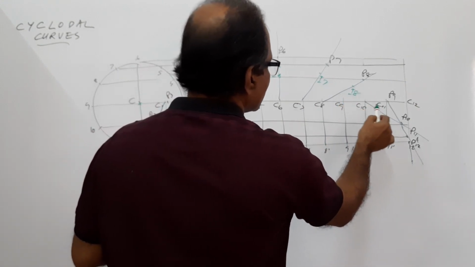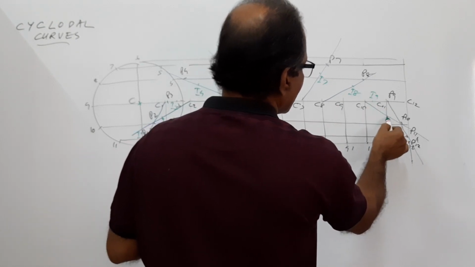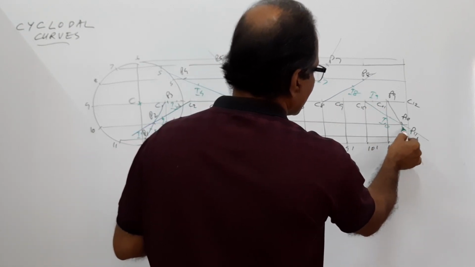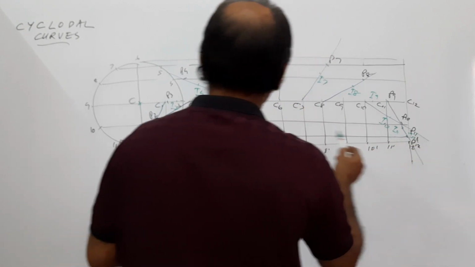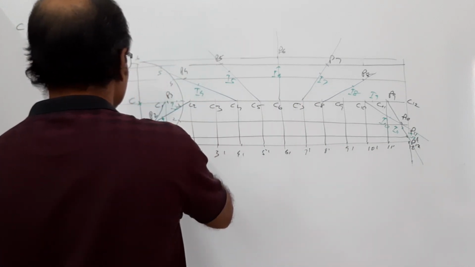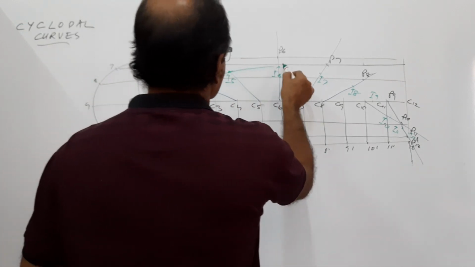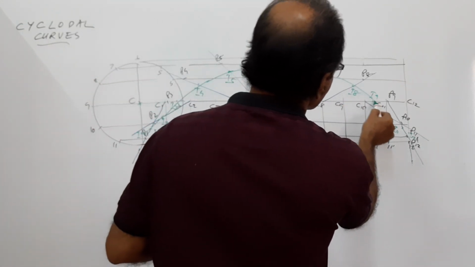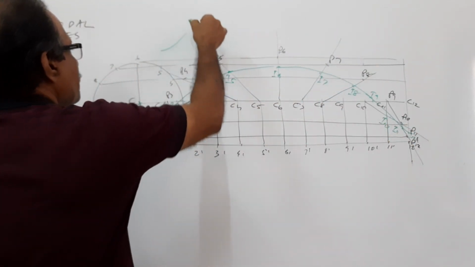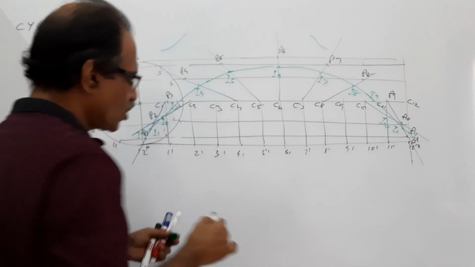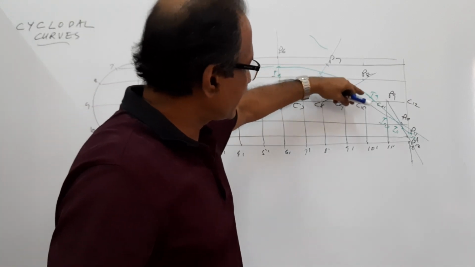I8, I9, I10, I11, I12. Connect them by a smooth curve. It starts with a bend here and ends with a bend there, a small bend. I1, I2, I3, I4, I5, I6, I7, I8, I9, I10, I11, I12.